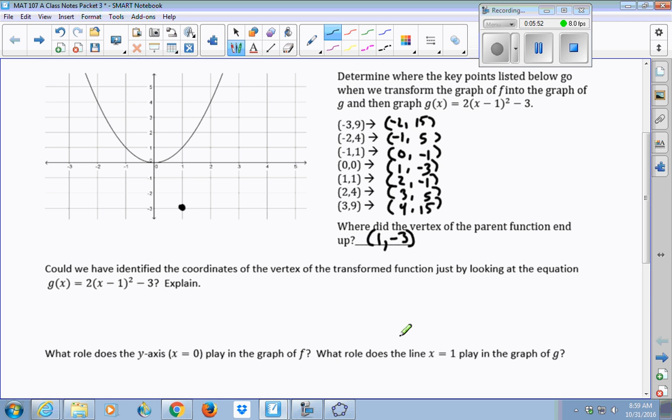Okay, so x is 1. Right here, you're subtracting 1 from x. 1 is the new vertex, and you're going down 3. That's the new y component of your vertex.